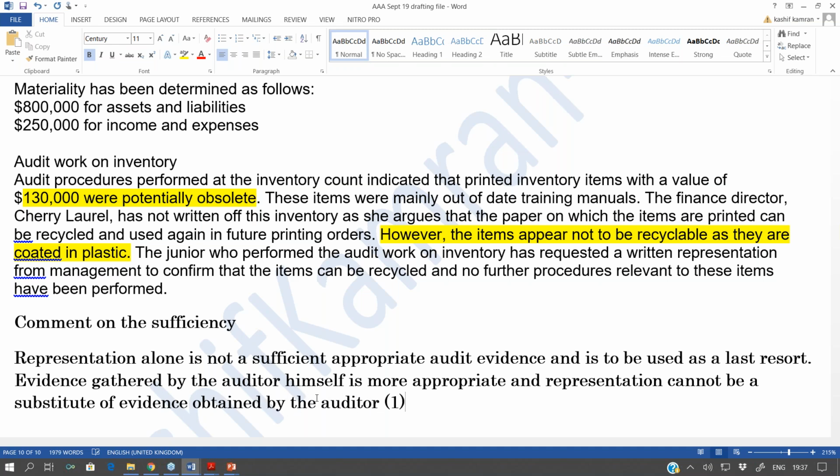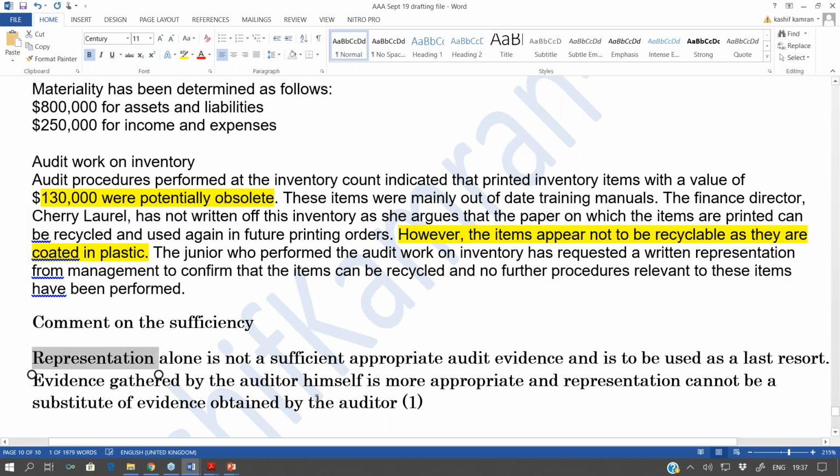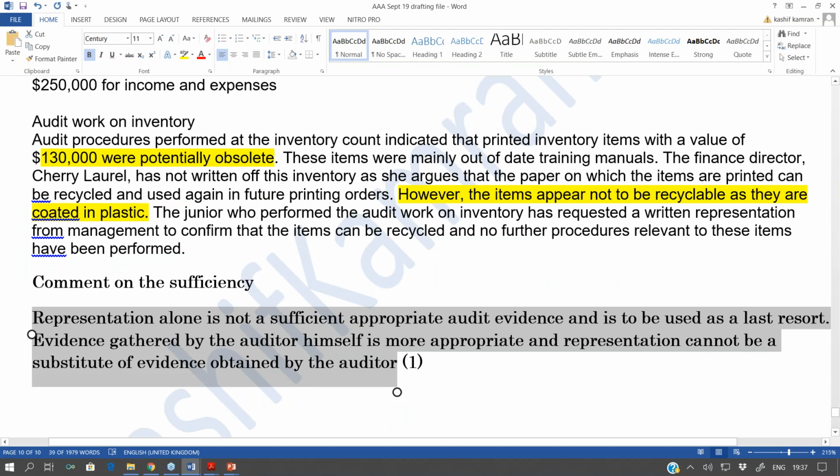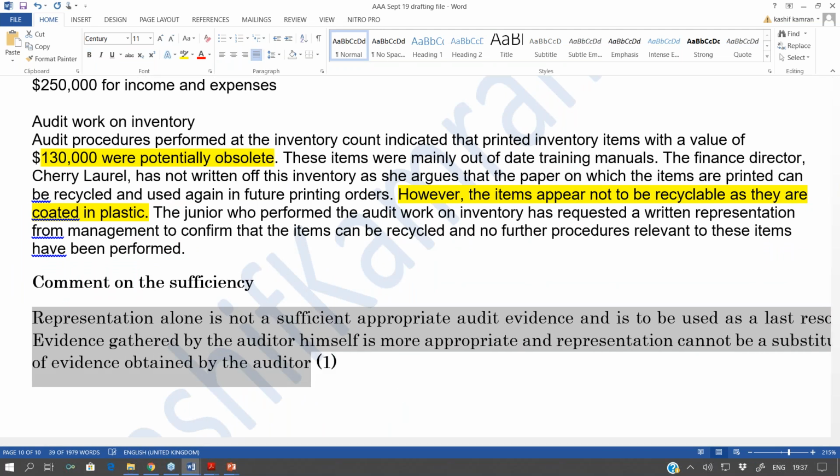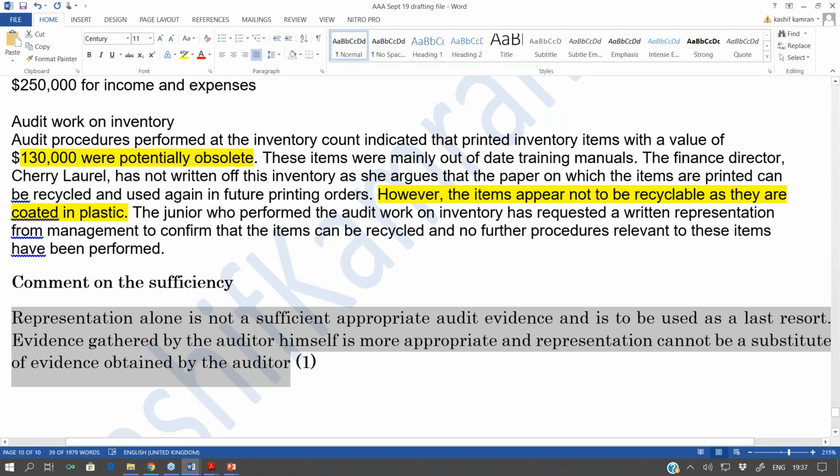See, I'm getting my first 1 mark. Is everyone clear on the very first 1 mark? Right? So representation alone is not sufficient appropriate audit evidence and is to be used as a last resort. Evidence gathered by the auditor himself is more appropriate, and representation cannot be a substitute of the evidence obtained by the auditor. So you all agree that we have gathered insufficient evidence in the case of the audit work on inventory. Okay, next, we need to do the adjustments.